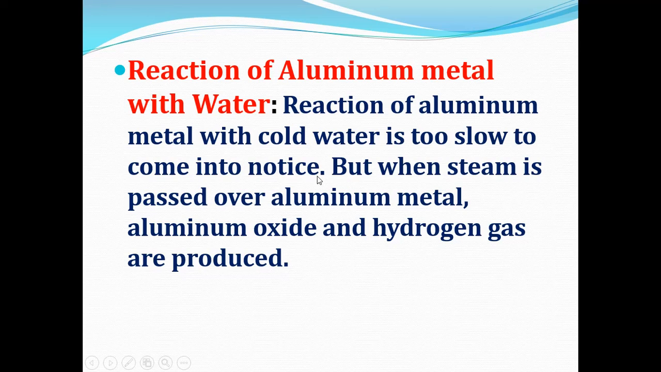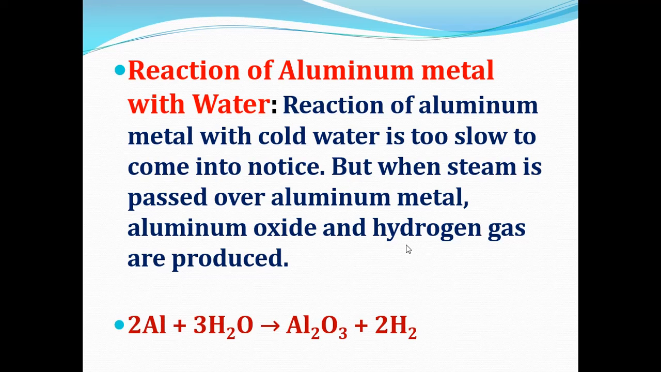Understood, children? With cold water, the reaction of aluminium is too slow, but when steam is passed over aluminium metal, aluminium oxide and hydrogen gas are produced. Here is the equation which shows the reaction of aluminium with water: Al plus H2O gives Al2O3 plus H2.